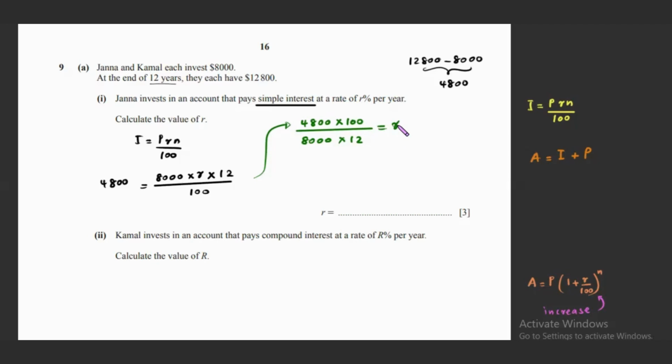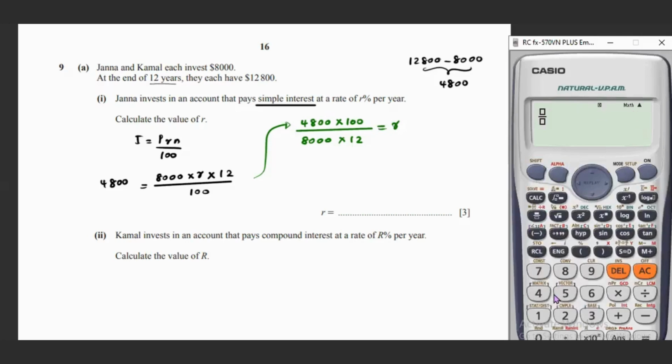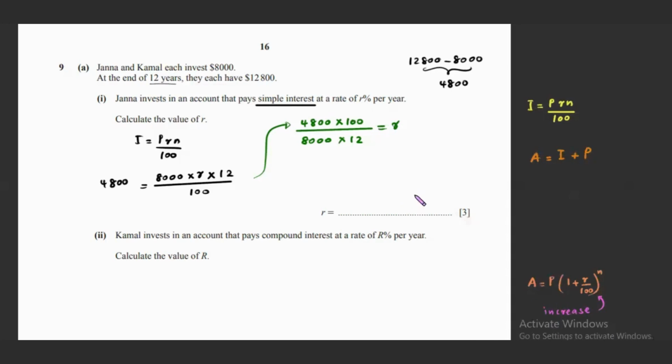So I'm going to put this in the calculator and see what we get as the value. So that is 4,800 times 100. And in the denominator, I have 8,000 times 12. So when we solve this, we get 5. So 5 is the rate, which means the rate is 5%.